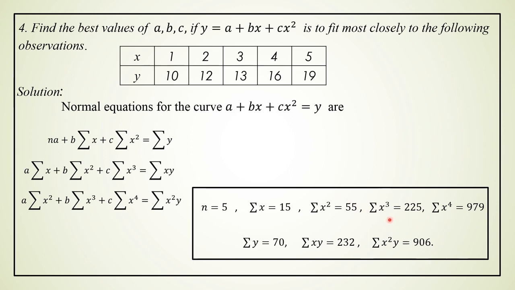Summation x cube is 225. Summation x to the power 4 is 979. At the same time summation y, the sum of the terms of y, is equal to 70. Summation xy is 232, and summation x square y is 906. So let me substitute all these values in these three normal equations and get the values of a, b and c.